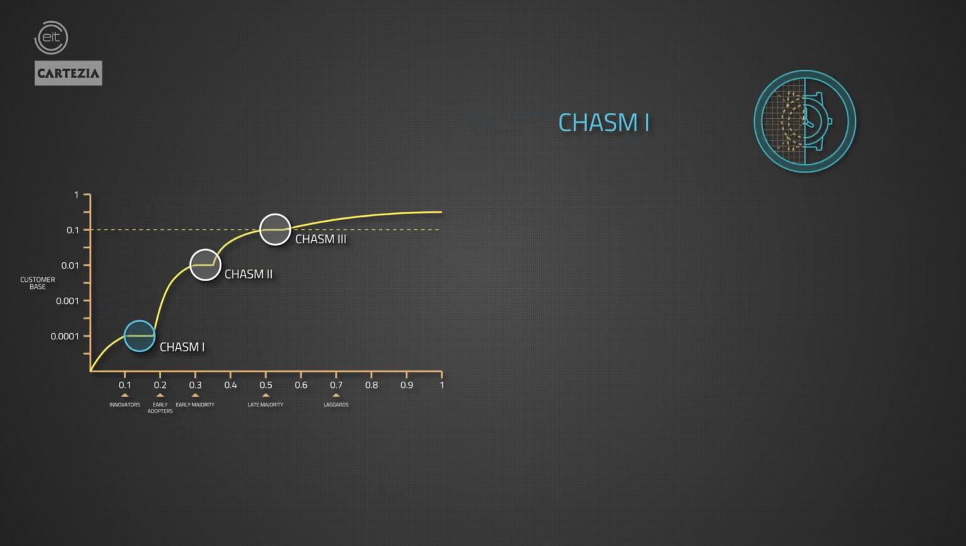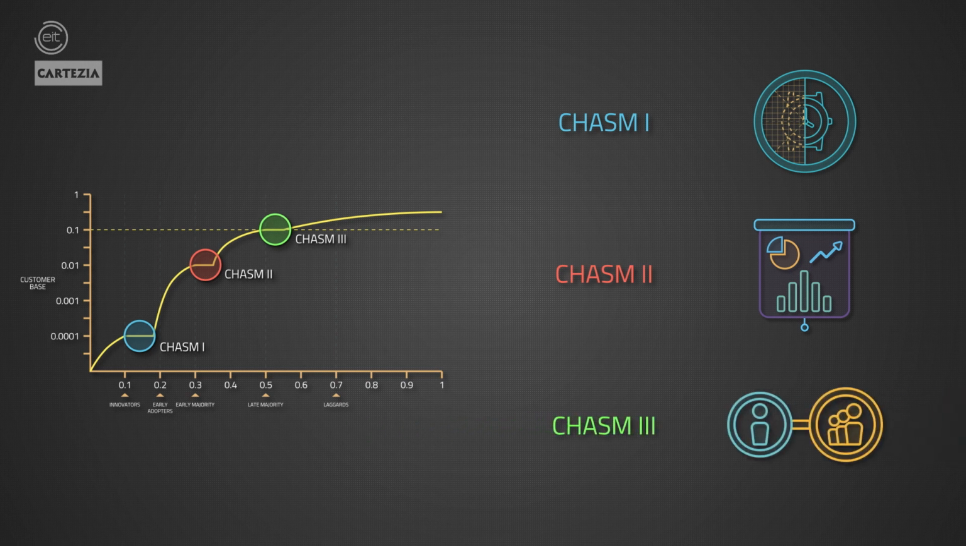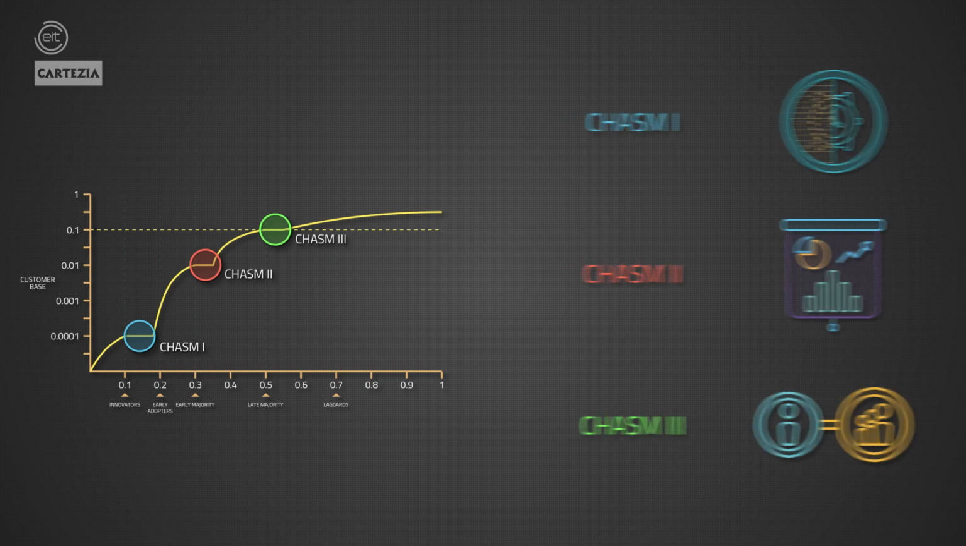Chasm one describes the transition from product or service concept to a working prototype. Chasm two describes the transition from early product or service to a fully functional one with a commercially sustainable business model. Chasm three describes the transition from early customers to the main body of customers as the firm scales significantly.